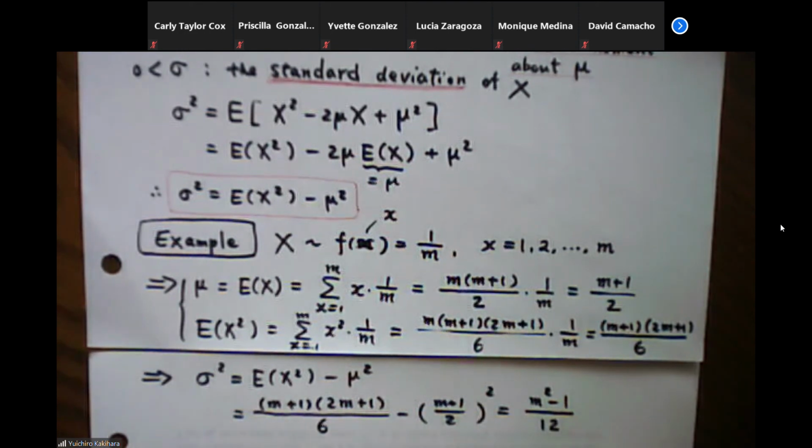Please check yourself. M plus 1 is a common factor. You see that this is m plus 1 times m minus 1. That is a common factor. And I simplify the other part. Then we have this. Okay.